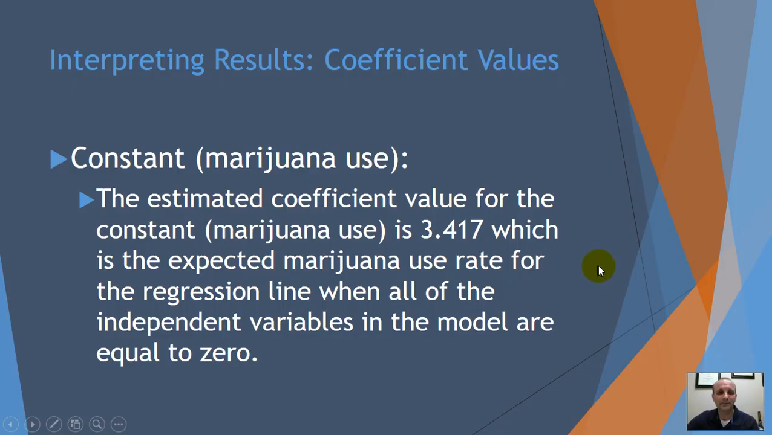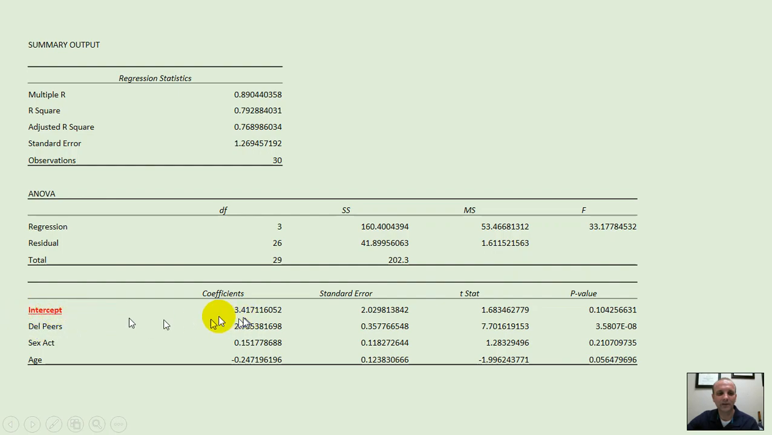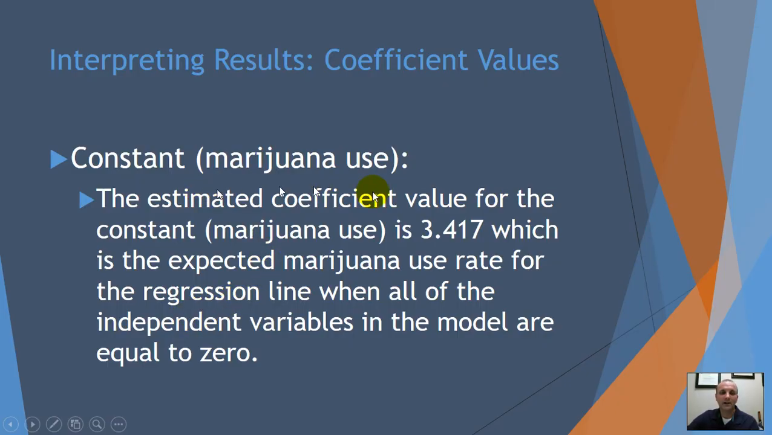So the constant, this is the intercept here, okay? Marijuana use is the dependent variable. We're looking at the outcome, all right? So the constant is the intercept. Usually this value isn't that interesting or worth interpreting, because we're seeing how things affect the constant, or affect the intercept.